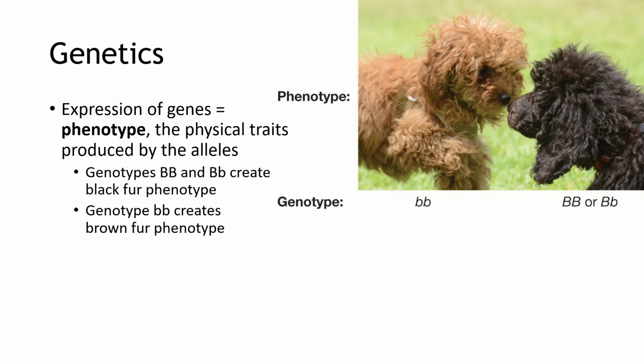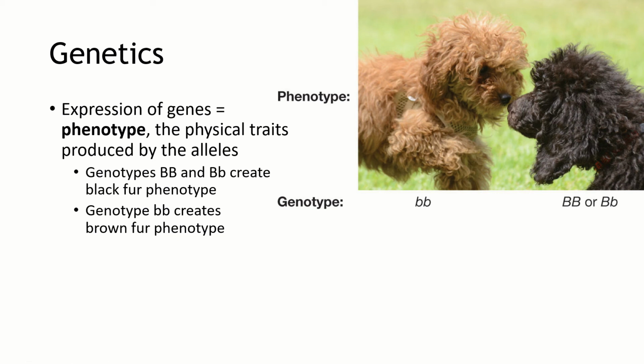The other word we need when we're talking about inheritance is phenotype. So the genotype is the actual alleles that an individual carries. The phenotype is the physical trait. So the genotypes homozygous dominant and heterozygous create the black fur phenotype. The genotype homozygous recessive creates the brown fur phenotype. So genotype is the genes, phenotype is the physical expression of those genes.